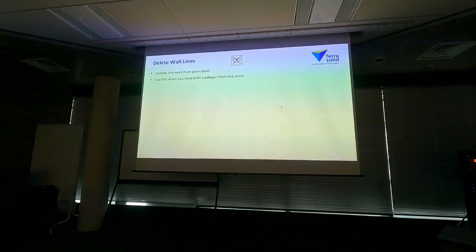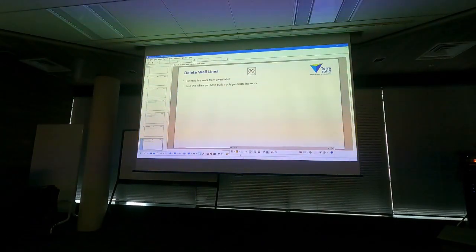Our final result is a wall polygon. So the wall lines are created first, often, and then at the end, I can construct a polygon from wall lines. And when the polygon is constructed, I don't need the wall lines any longer, and I can delete those with a dedicated tool. This here should read from given level.